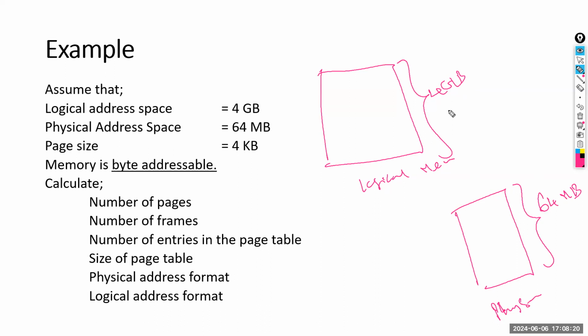So therefore this is 4 GB, which means 4 into, remember 2 to the power 10 is kilo, 2 to the power 20 is mega, 2 to the power 30 is giga. So therefore this is 2 to the power 30 byte. And this is 64 into mega, which is 2 to the power 20 byte. So your physical memory is 64 into 2 to the power 20 byte.